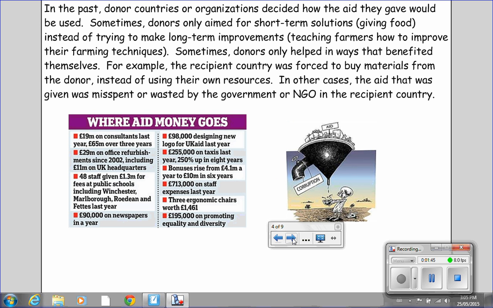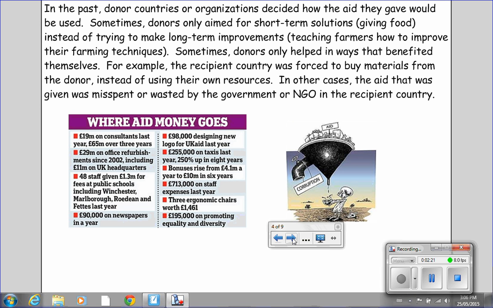In the past, donor countries or organizations decided how the aid they gave would be used. Sometimes donors only aimed for short-term solutions, such as giving food, instead of trying to make long-term improvements, such as teaching farmers how to improve their farming techniques. Sometimes donors only helped in ways that benefited themselves. For example, the recipient country was forced to buy materials from the donor instead of using their own resources.